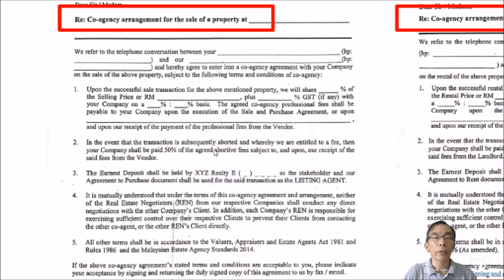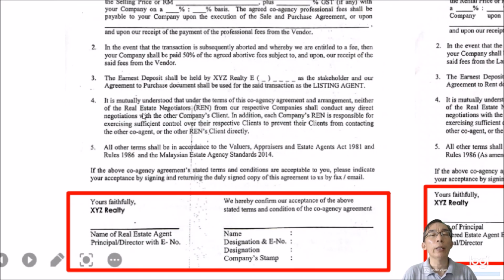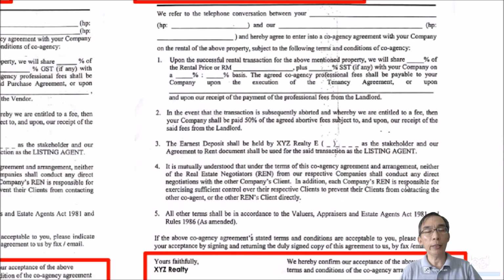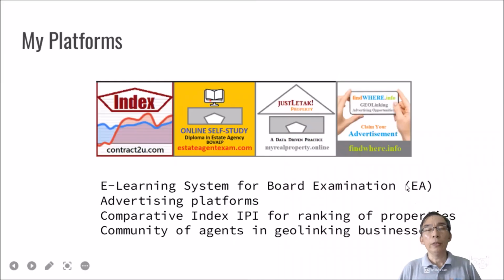So who is to keep as stakeholder, and neither of the negotiators should conduct any direct negotiation, so they cannot talk directly, they have to go through the correct channel and be signed by both sides. So these are the few major elements, points inside the co-agency appointment. Thank you very much.